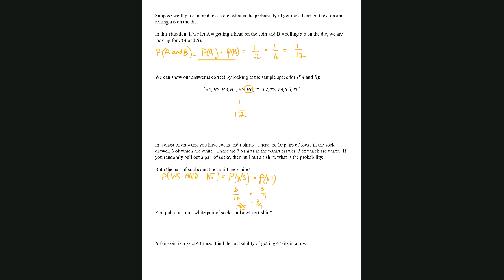So since these are independent events, all I have to do is multiply these together. So 3 times 3 is 9, and 5 times 7 is 35. So the probability of getting a white pair of socks and a white t-shirt is 9/35, and if you want to divide that, that becomes 0.257.